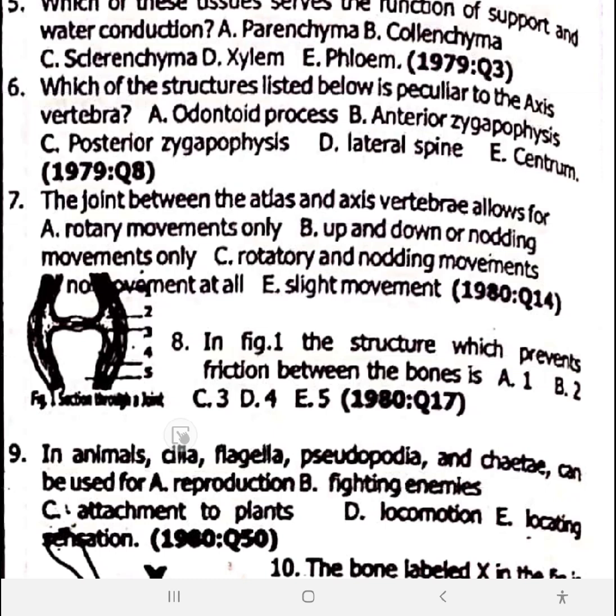A ligament is the point where a bone is joined to another bone. Next, a tendon, T-E-N-D-O-N, is a portion where muscles are attached to the bones.